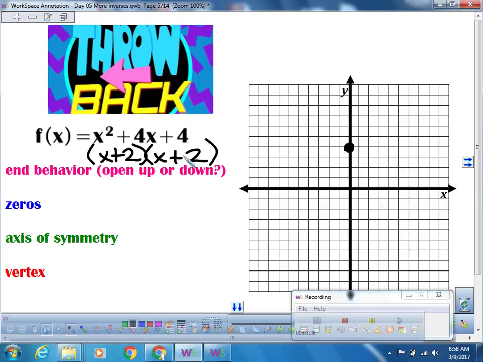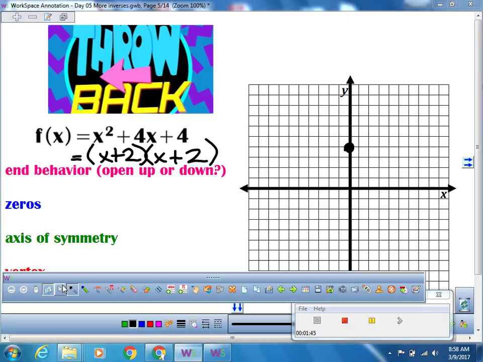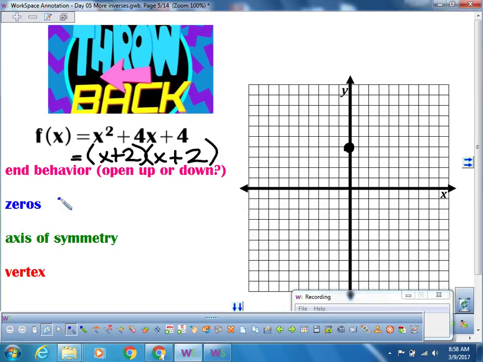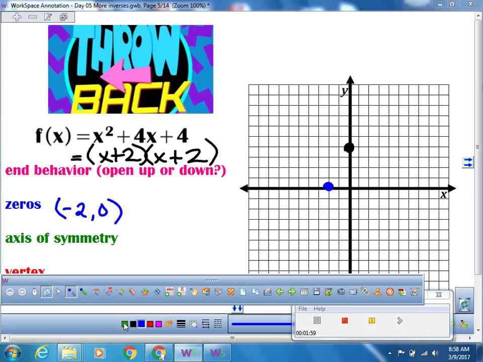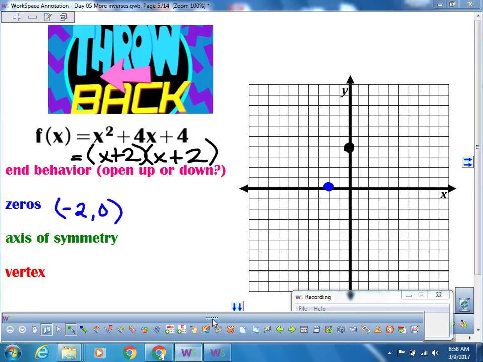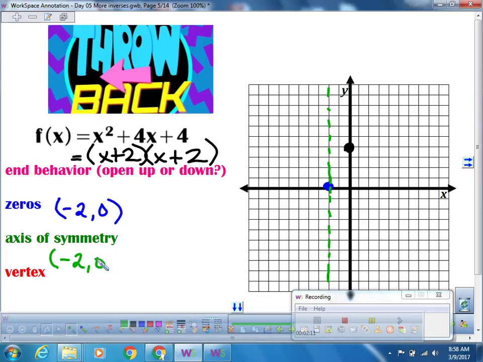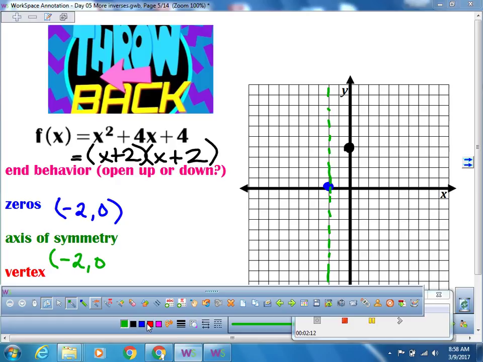We know what our zeros are. If they're both the same, if my zeros are both negative 2, 0, what does that tell me? It's a double root. What do double roots do? They bounce back up. It also means that's my axis of symmetry, and it's also my vertex. Like this one's a done deal. Vertex is negative 2, 0.